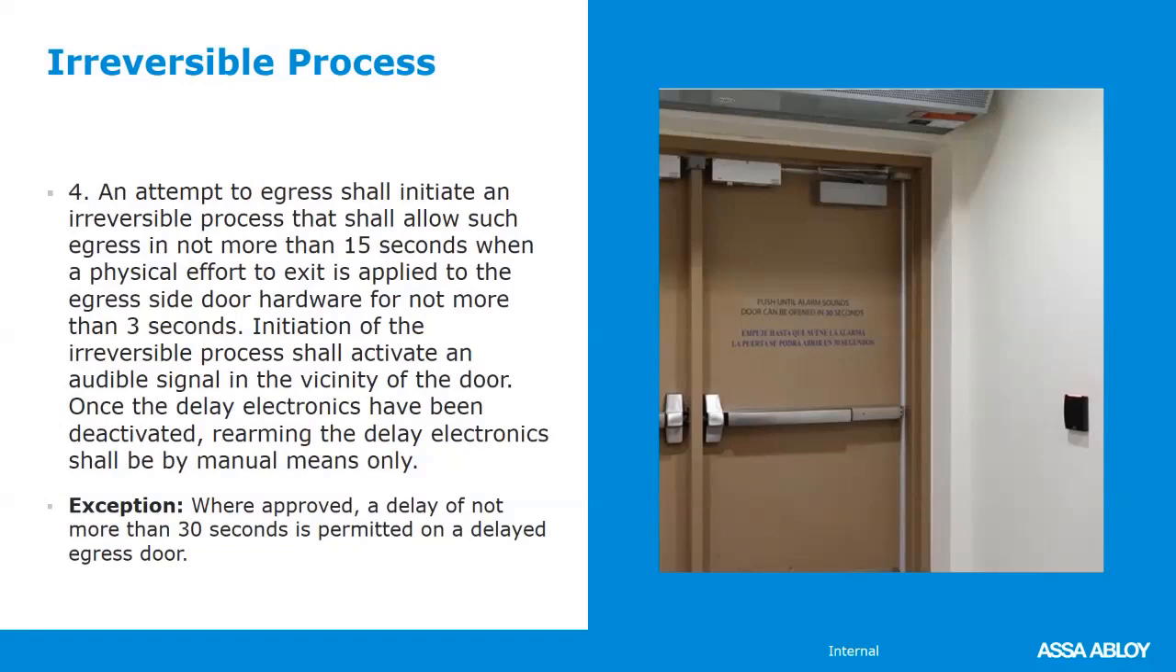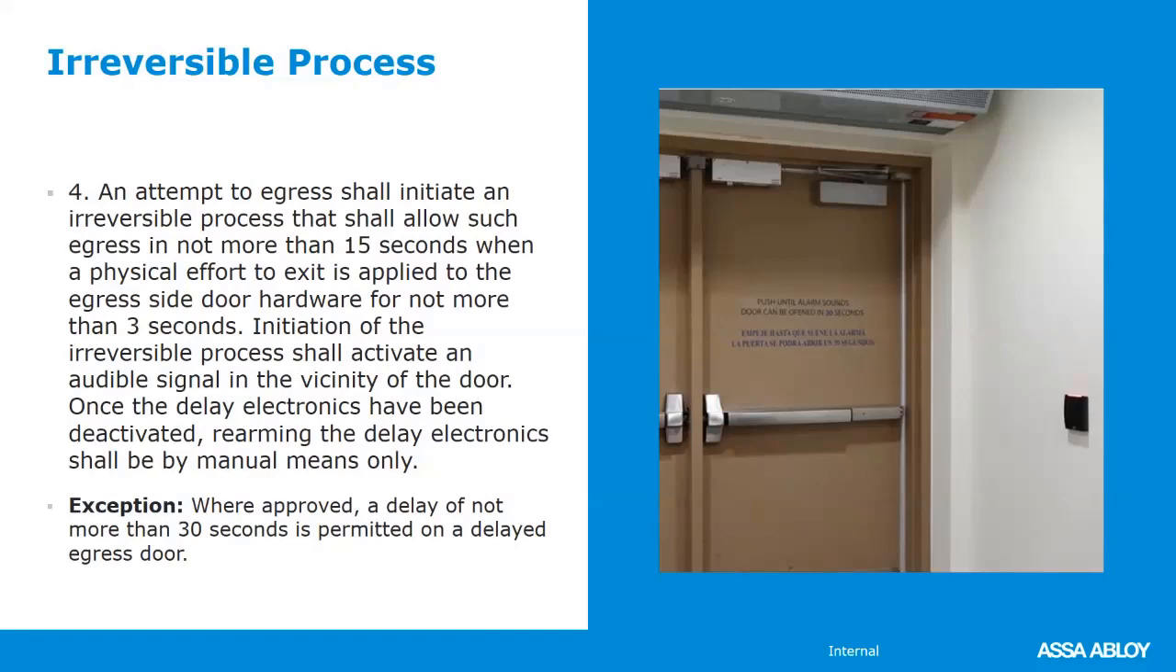And by exception, where approved by the AHJ, the authority having jurisdiction, a delay of not more than 30 seconds is permitted on a delayed egress door. From my experience and what I have found, you're only going to get that exception if we're talking about behavioral health or detention or some other reason. It's not going to be a side door of a business because of the length of distance it will take security to get to that opening. That's not a good enough reason. It's got to be usually for the patient's detention or restraint that they will allow the 30 seconds instead of 15.